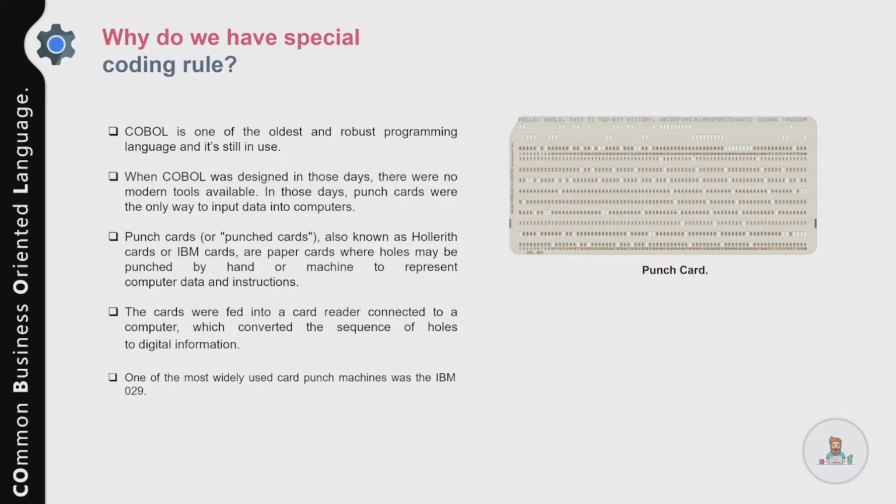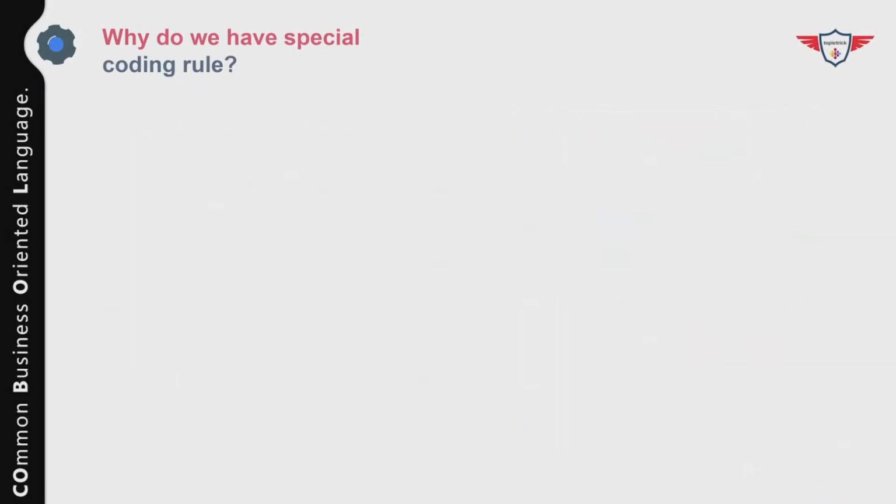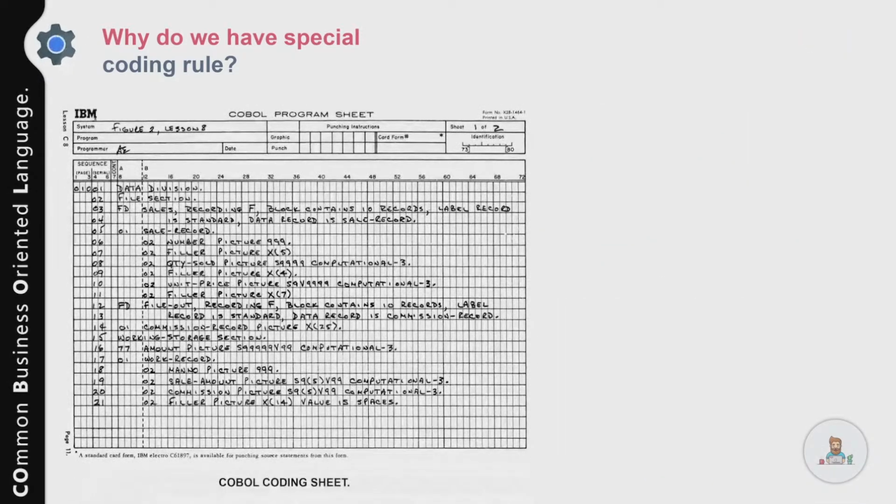If you look at the right hand side of your screen, you notice a sample punch card with a certain set of holes, and these holes actually represent information that can only be understood by a punch card reader. The punch card reader reads this set of information with the help of these holes and translates that into digital information. And last but not the least, one of the most widely used punch card machines was the IBM 029.